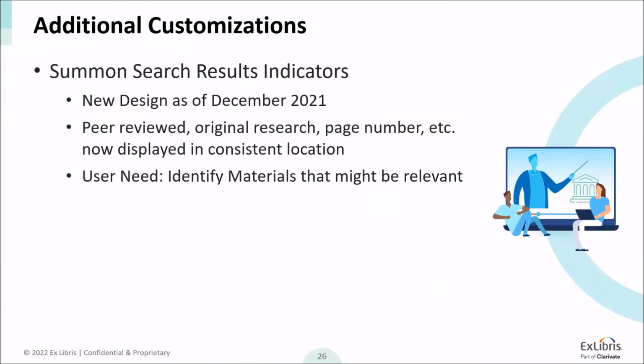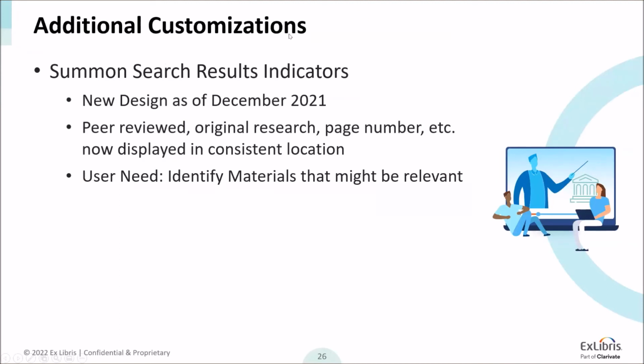And before we wrap up, I just want to talk about additional customization. So there's the Summon search results indicator. We have a new design as of our Summon UI refresh that we did in December. So all of our peer-reviewed icons, original research icons, the search result page number, that's all displayed now in a consistent location. And so the user need was, of course, to identify materials that might be relevant.